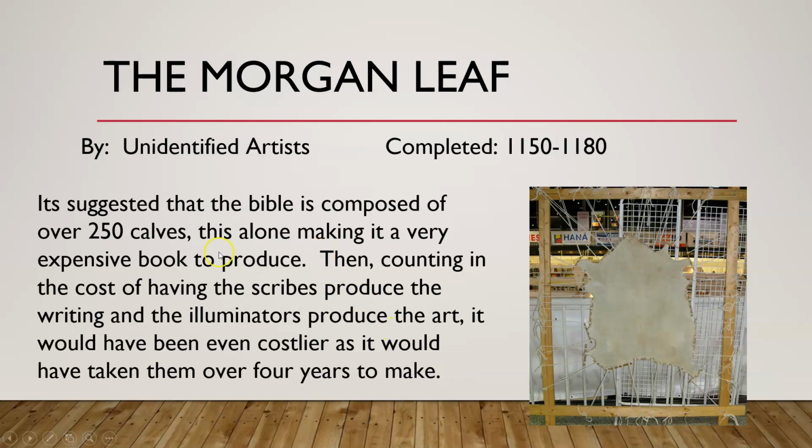Now here's the crazy part. It's suggested that this Bible that we're talking about is composed of over 250 calves. Let's move past the saddening part of this, that the little cows died, but that's a lot of calves. And those calves are what's going to turn into cows to make more cows. So you kill these calves, that decreases your herd by quite a bit. So it's going to be an expensive thing to do. This alone made it a very expensive book to produce.